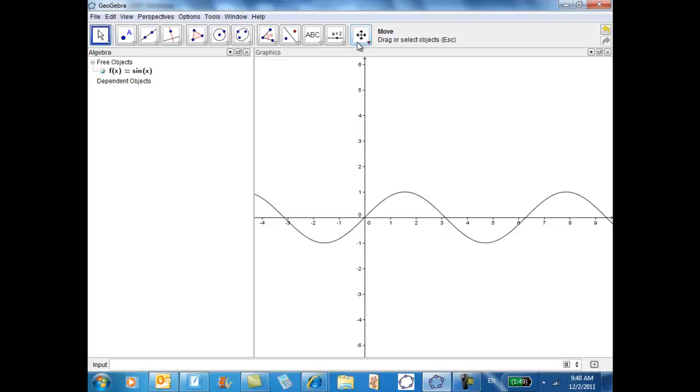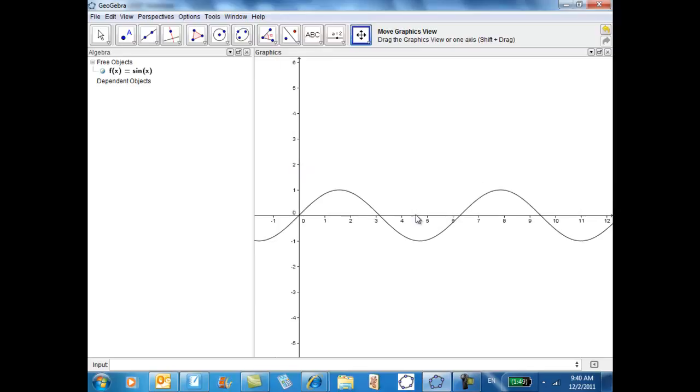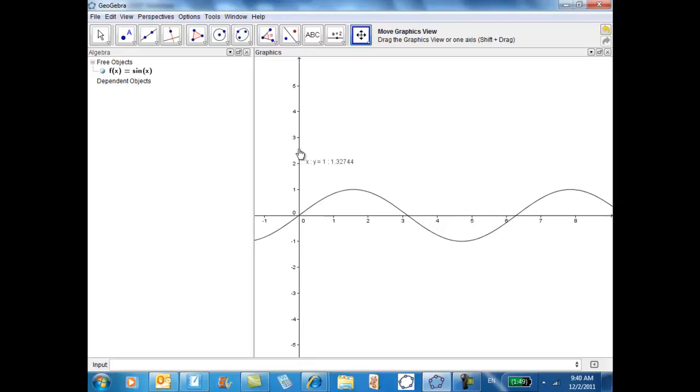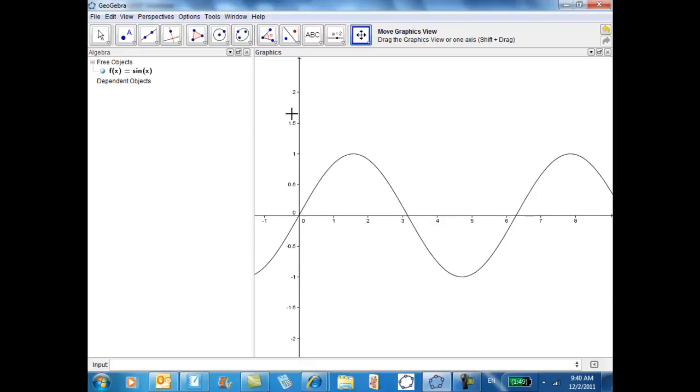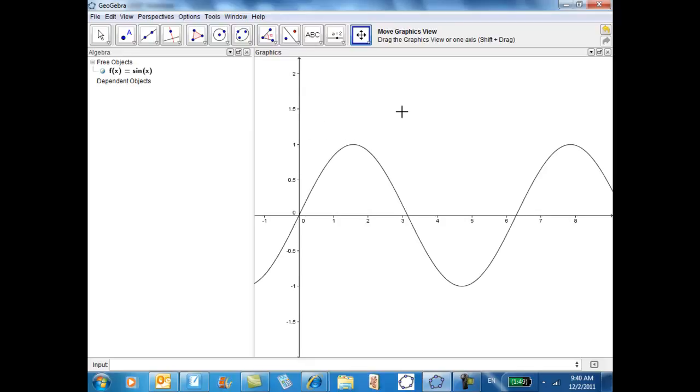Now, let's get it scaled up a little better, because we are only going to do it from 0 to 2 pi. So I'm going to change this and stretch this out a little bit. 2 pi is a little over 6, so there's that one cycle. Let's stretch this up a little bit too. So there you go. Nice picture of the sine.